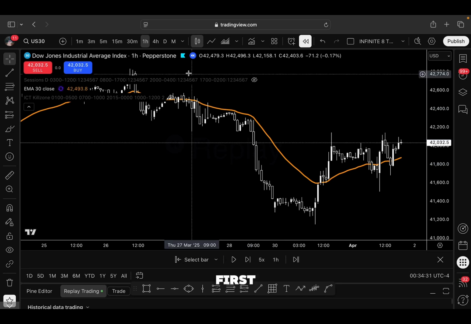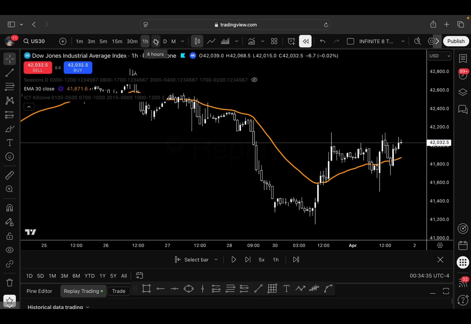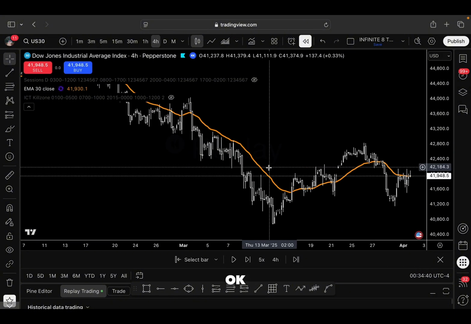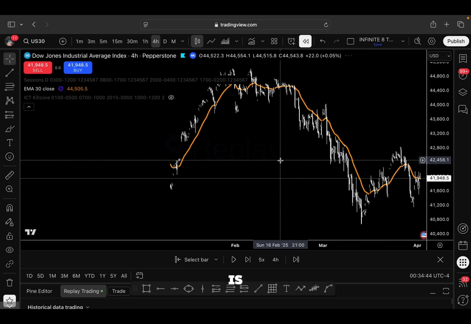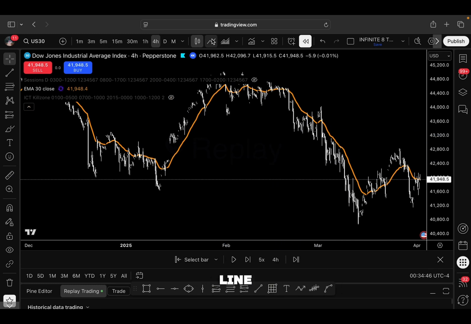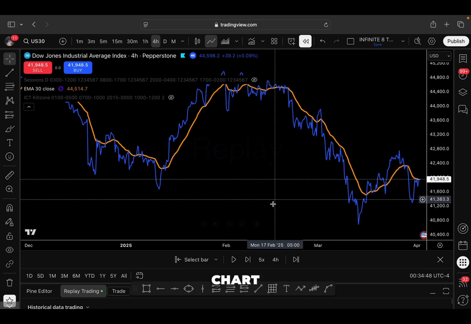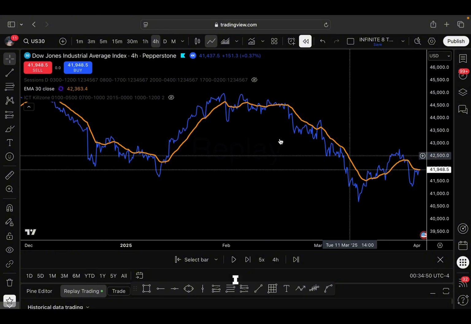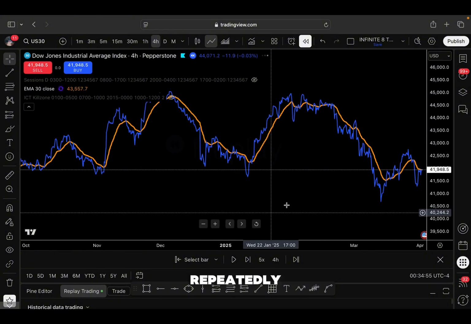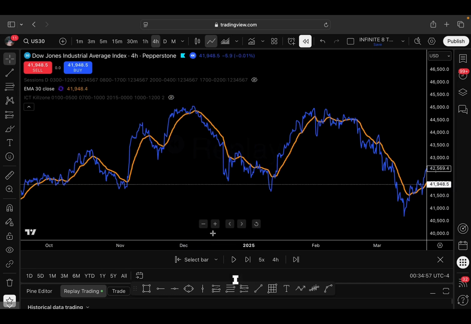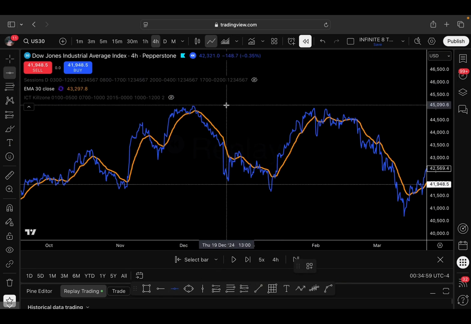Okay, so first thing I'm going to do is I'm going to go on the higher time frame. So up here we have our time frames. Click on that. Okay, now what I'm looking for in supply and demand zones is sometimes what I could do as well is I could go to the line chart, and from the line chart I can see my zones a lot more clear, so I can see where price hits an area and taps off repeatedly. So I can see the area right here.